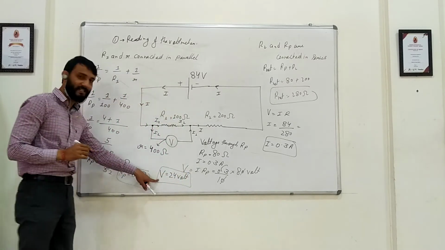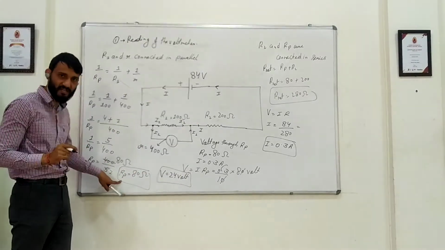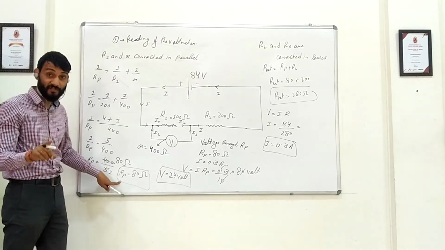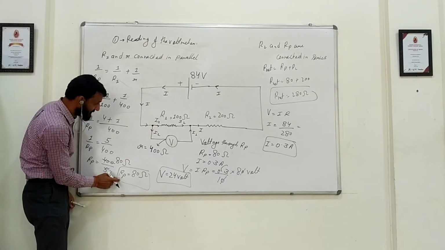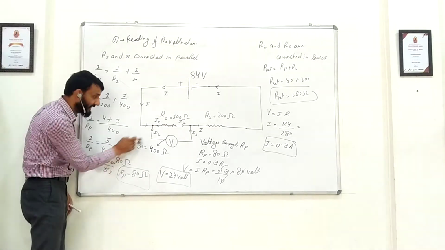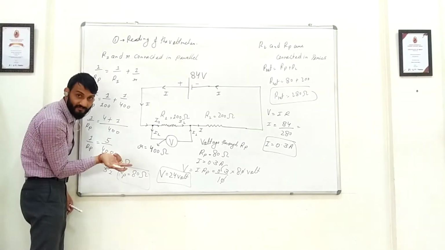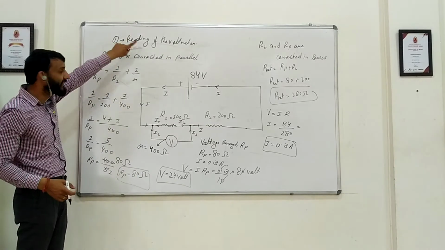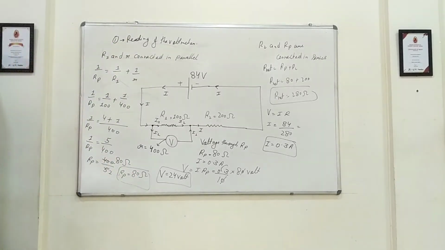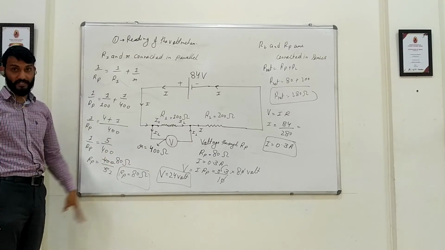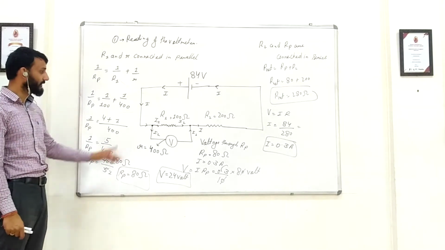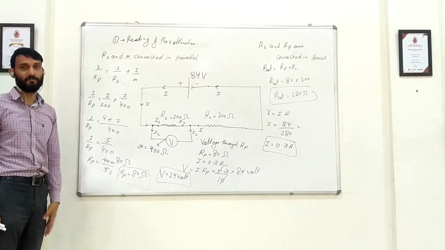So 24 volt is the voltage passing through Rp, and the same voltage will be passing through R1 and this R, because Rp is the combination of R1 and R, and they are connected in parallel, and in parallel they have the same voltage. The very first part reading of the voltmeter will be 24 volt. So 24 volt will be the reading of the voltmeter. So this was one more type of question. I'll give you one as homework. So we'll move to the next question now.